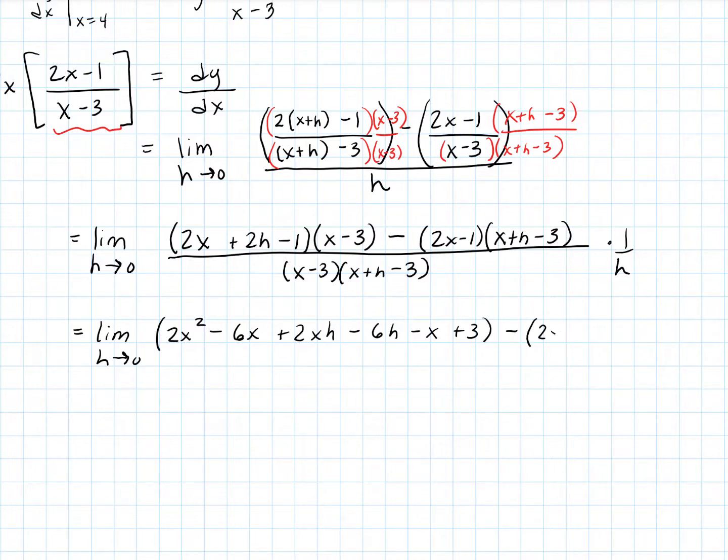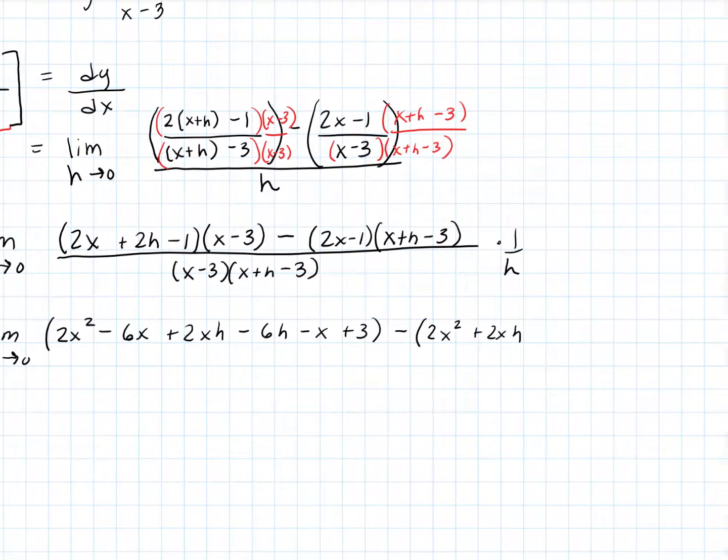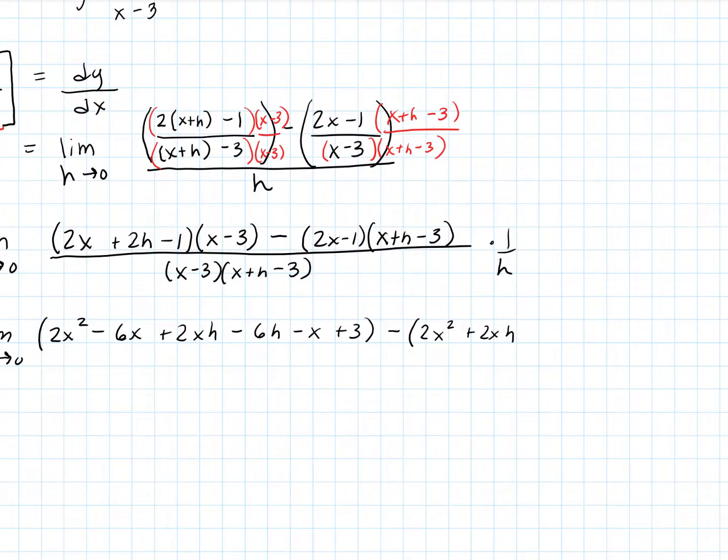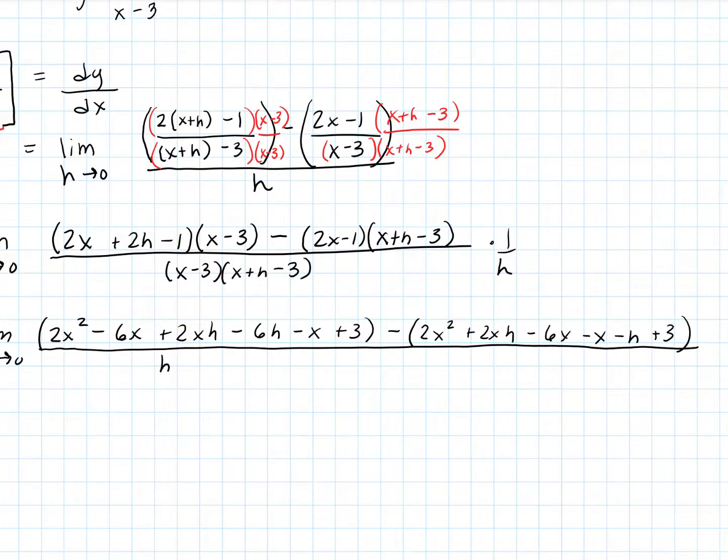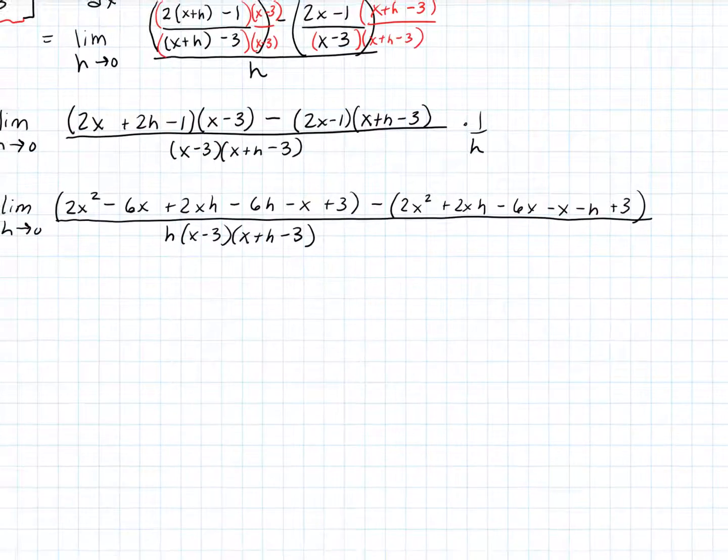So we've got 2x squared plus 2xh, 2xh minus 6x minus x minus h plus 3, all divided by h times (x minus 3) times (x plus h minus 3). Sorry, I had to chuckle because it's taking up such a long space there.